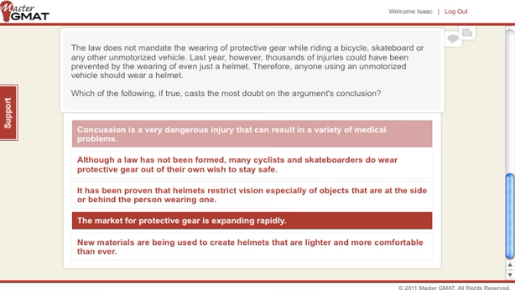D. The market for protective gear is expanding rapidly. Well, this has nothing to do with anything. It's not even related to the conclusion in the weakest sort of way. So we throw that out completely.